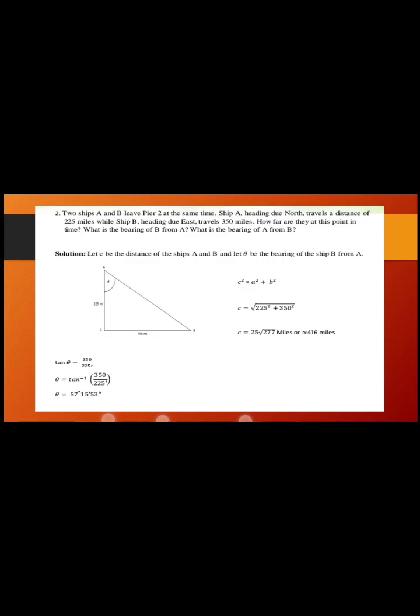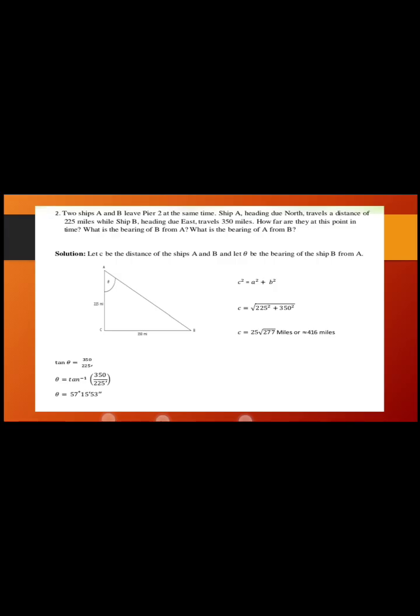Example number 2: two ships, A and B, leave port at the same time. Ship A heading due north travels a distance of 225 miles, while ship B heading due east travels 350 miles. How far apart are they at this point in time? What is the bearing of B from A, and what is the bearing of A from B? So do you have a solution?